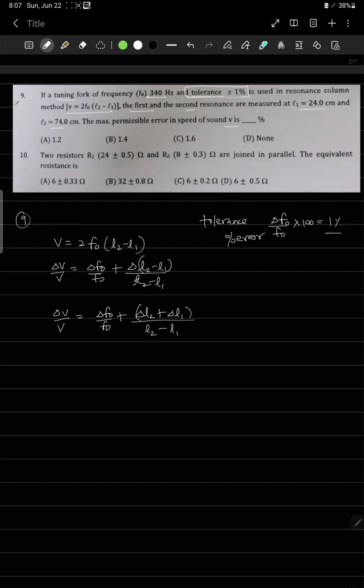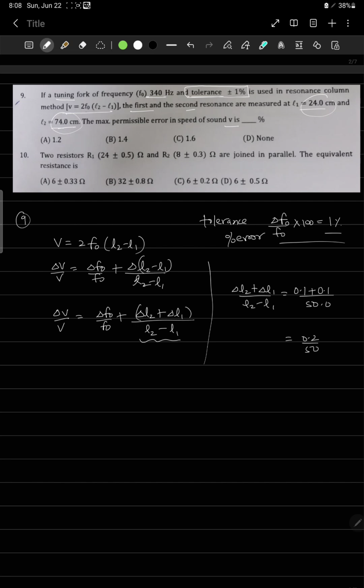Now we just calculate this value separately, because if you multiply with 100, we can simply put the values. The delta L2 plus delta L1 over L2 minus L1, where delta L2 and delta L1 are 0.1 and 0.1. I already explained this thing. When the measurement is written, we can write the error from the measurement. So error in both the measurements is 0.1 centimeter. So 0.1 plus 0.1 divided by L2 minus L1, which is 50.0. So which makes it 0.2 by 50.